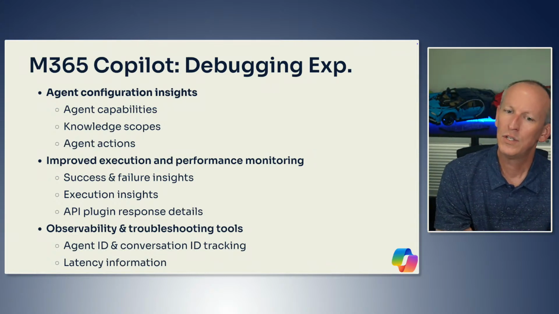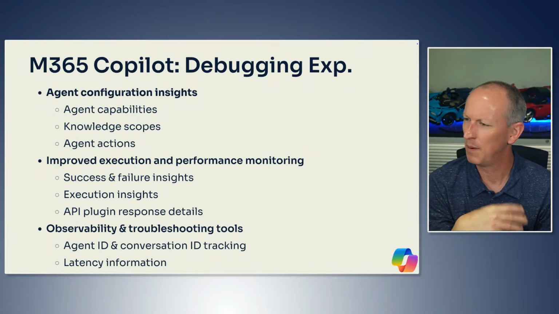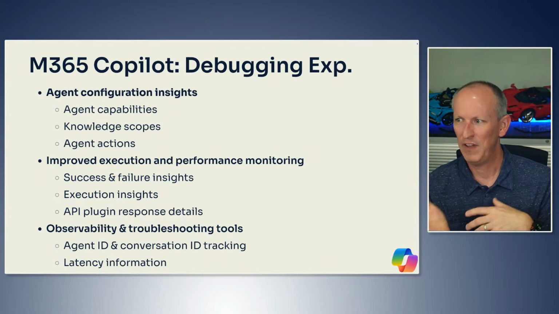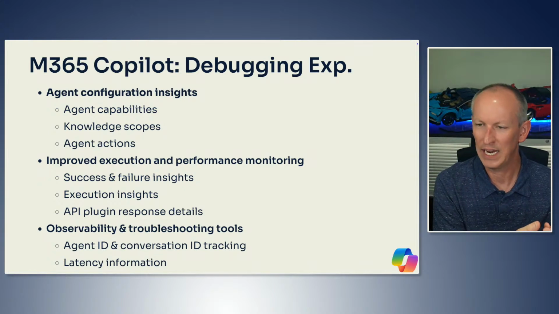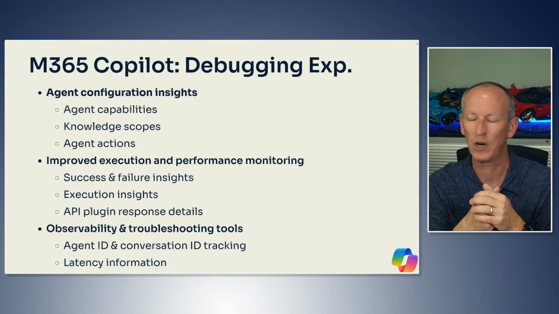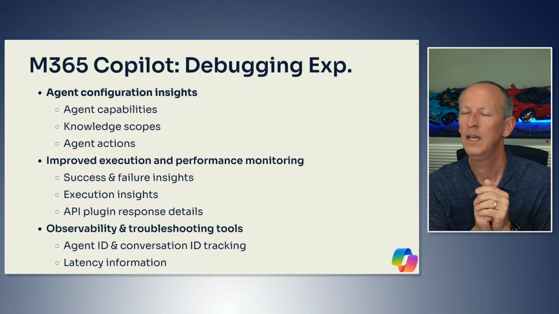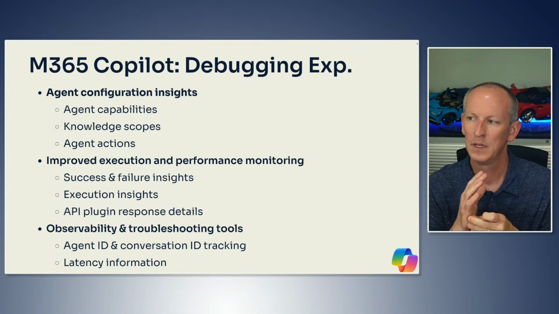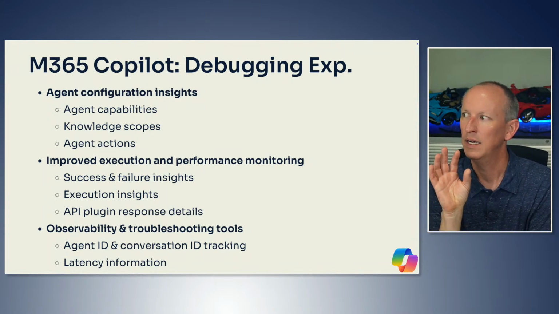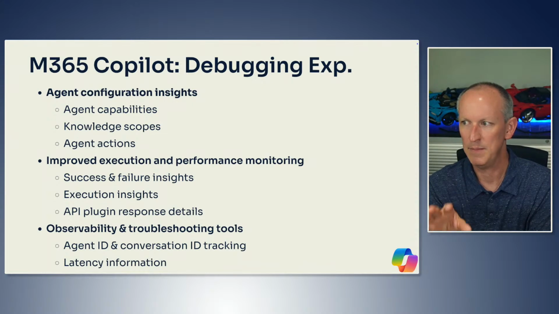Whoops. Also, the next thing is improved execution and performance monitoring, which lets us see success and failure details. When things are executed, we can see how decisions were made to go to this agent versus another agent. Sorry, this action versus another action. It will also show us plugin response times. It says API plugin response times. That's not what I mean.